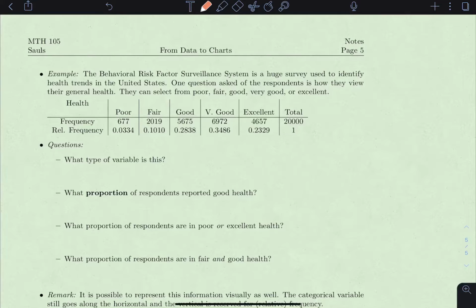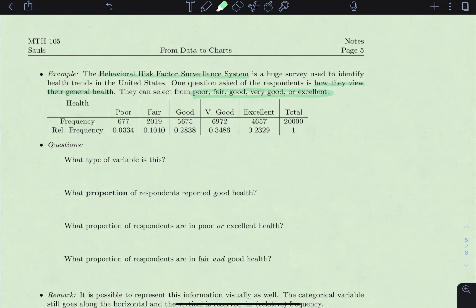So our example is going to be about the Behavioral Risk Factor Surveillance System. It's this big survey that the CDC does, and in our case, we're just looking at one question. And the question is how you view your own health, how you view your health in general. And they couldn't just write down anything. They had to select from one of these 5 options.